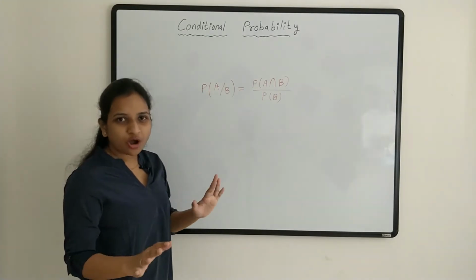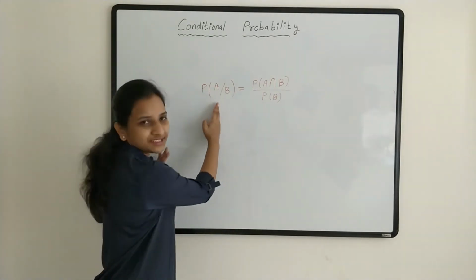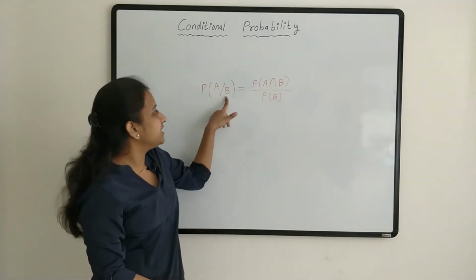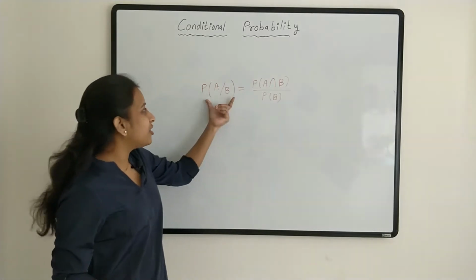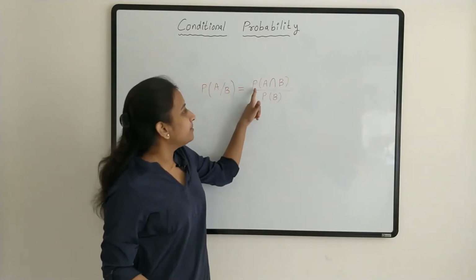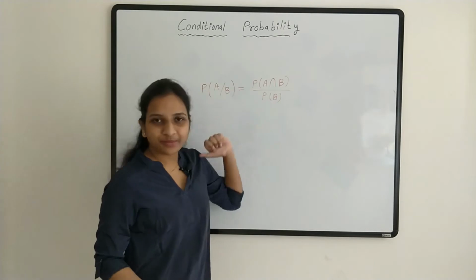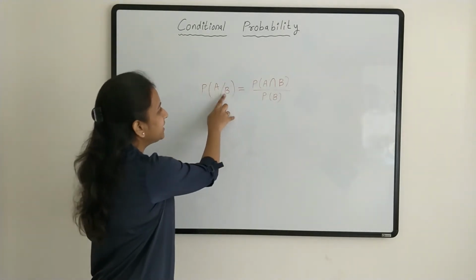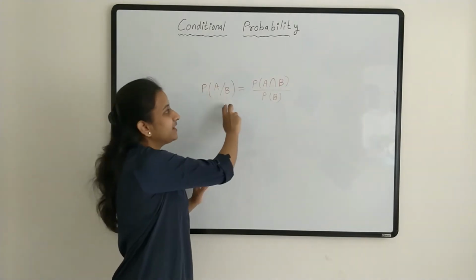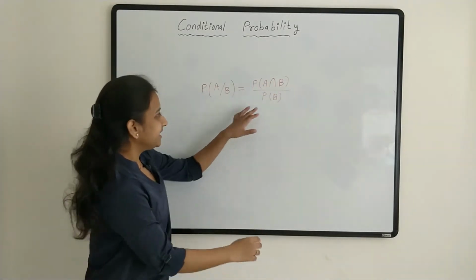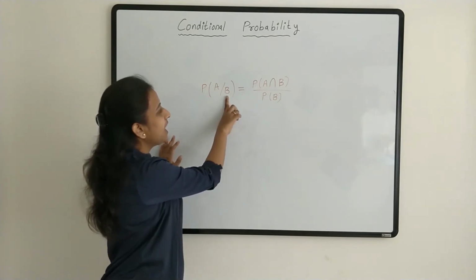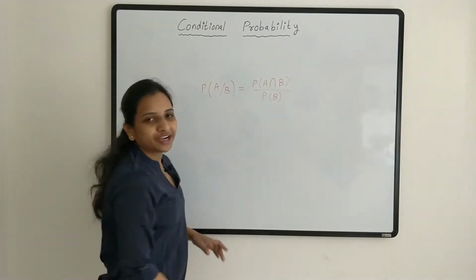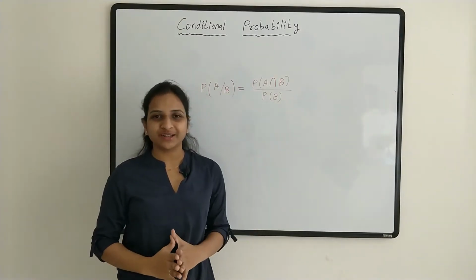Whatever is the occurred event out of these two, write it after this line. In this case, event B has already occurred, and the formula for this is the probability of A intersection B divided by the probability of B. In the numerator, whatever is the intersection of these two events, the probability of that, and in the denominator, whatever is the happened event, meaning the event after this line, put it in the denominator. This is the formula for conditional probability.